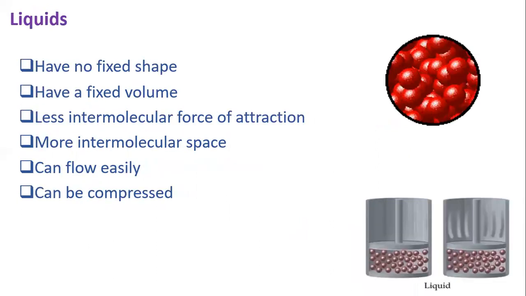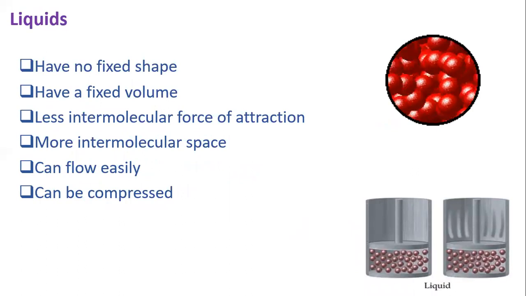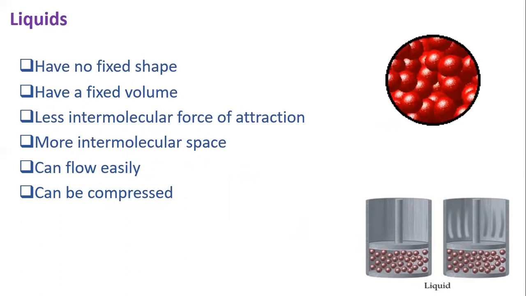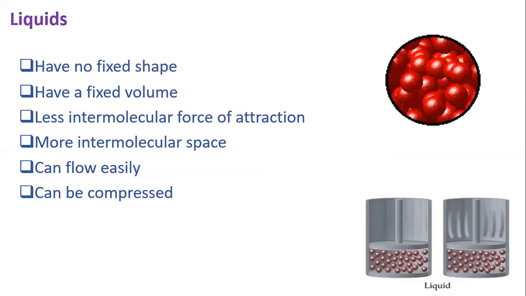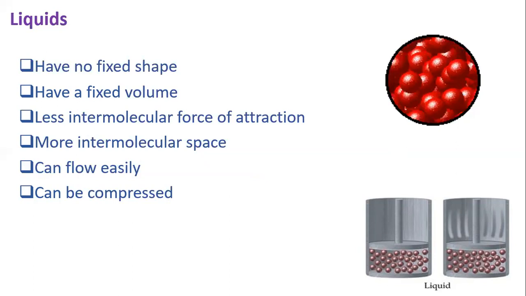Properties of liquids. Liquids have a definite mass. Liquids do not have a fixed shape. They take the shape of the container into which they are poured, but they have a fixed volume. In liquids, the particles can slip and slide over each other. The force of attraction is not strong enough to hold the particles in a fixed position. They can flow easily and they can be compressed.